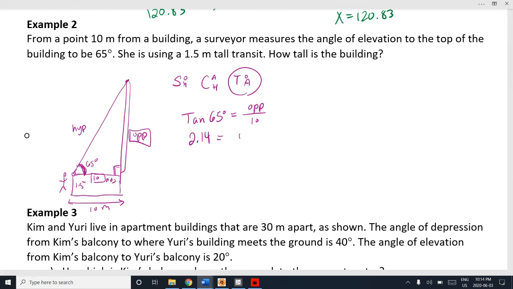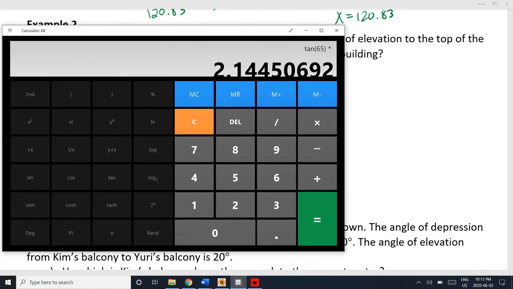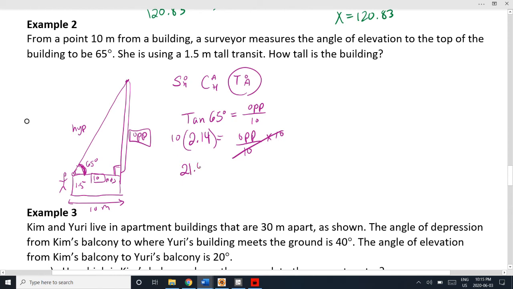And we'll have opposite over adjacent here, and we just want to figure out what our opposite is, so we can multiply both sides by 10 to get rid of the 10 on the bottom here. So these are going to cancel, and we're going to get 10 times 2.14, and since we have it in our calculator here, we just multiply by 10, which is 21.44. So 21.44, we'll leave it at 21.4. Sometimes it'll specify how many decimal places. For now, we'll just leave it to one decimal place. Okay, so it's 21.4 meters tall. So that's this distance from here to here, 21.4.